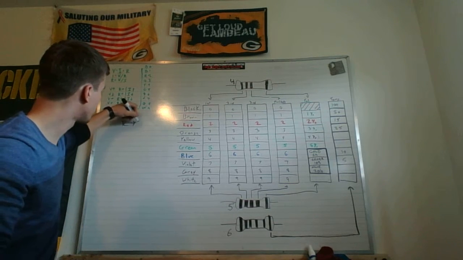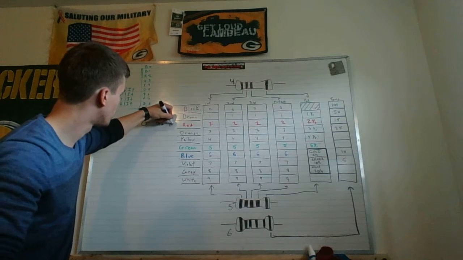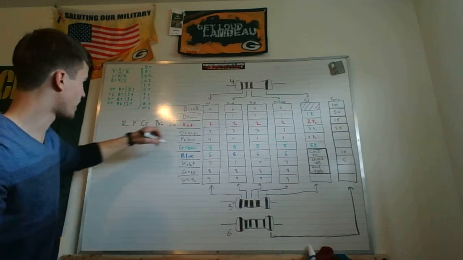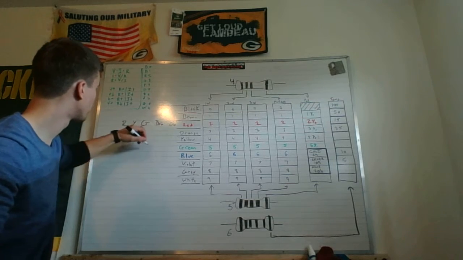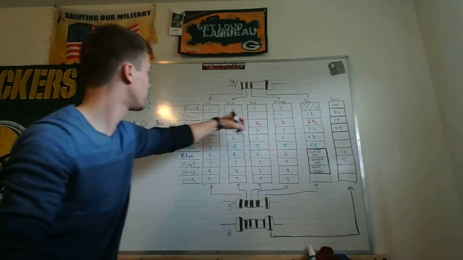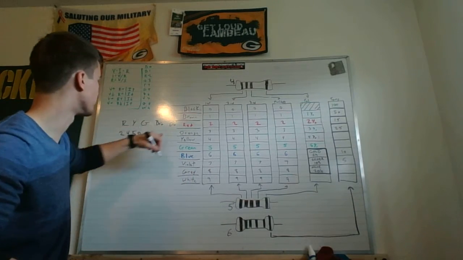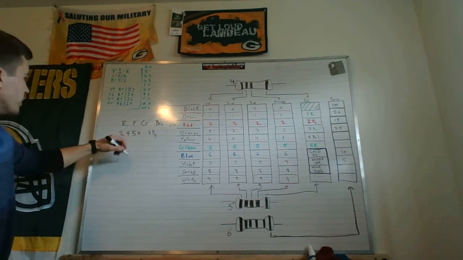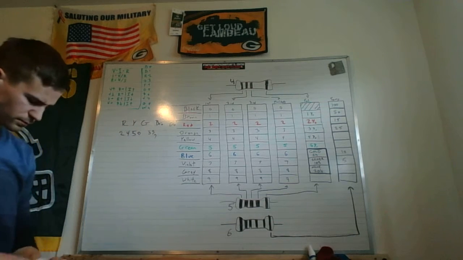Let's say we have red, yellow, green, brown, with gold, 5th band. So red is 2, yellow is 4, green is 5, brown is 1, so we put on 1 zero at the end, and gold is 5%. So that's going to be a 2,450 ohm resistor.